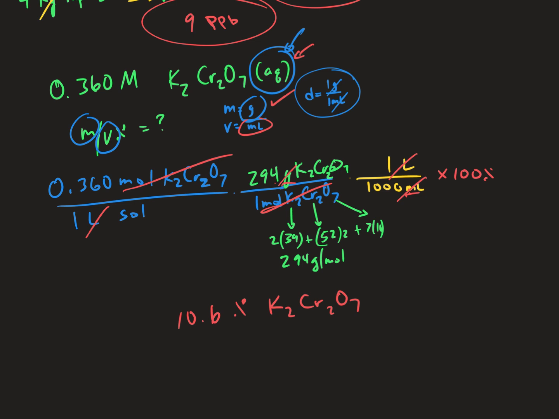Question? How did you cancel the grams? Oh, the grams? Yeah, that doesn't look like you should be able to. But since it's an aqueous solution, and water has a density of 1 gram per 1 milliliter, they're the same. 1 gram of water is equal to 1 milliliter of water. So they're the same unit, right?